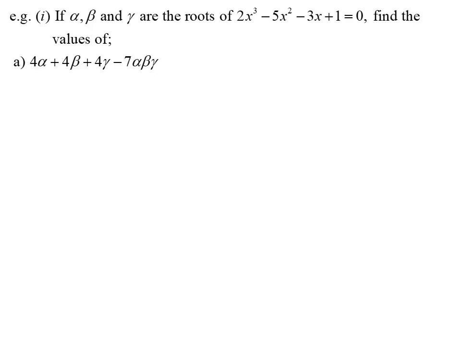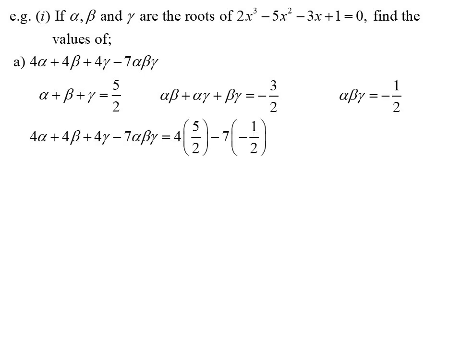So let's do something. Here's a cubic. For some reason we're interested in finding the value of 4 alpha plus 4 beta plus 4 gamma minus 7 alpha beta gamma. I'm not sure why we're interested in that particular result, but there you go. Well, 1 at a time will be 5 on 2. 2 at a time, although I don't really need it for this one, will be minus 3 on 2. And 3 at a time will be minus a half. Well, we want 4 times the one where it's 1 at a time minus 7 times 3 at a time.